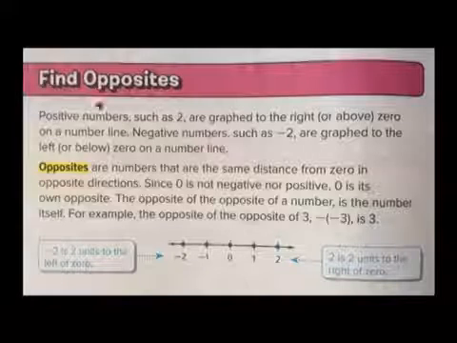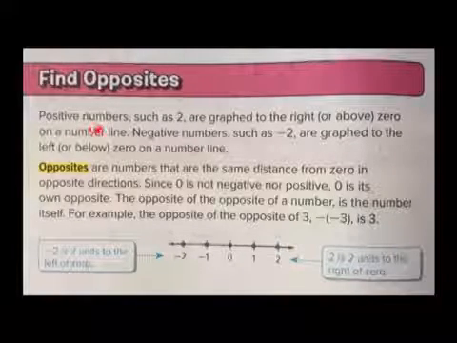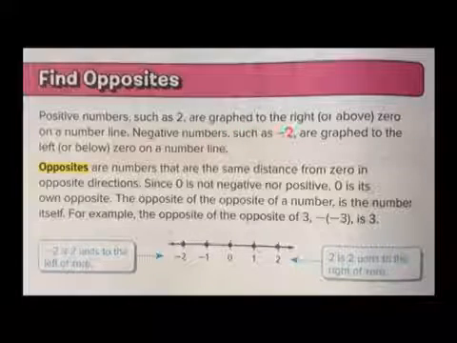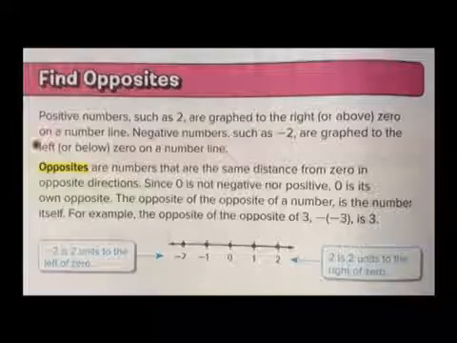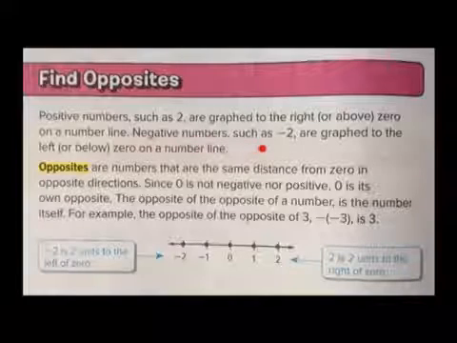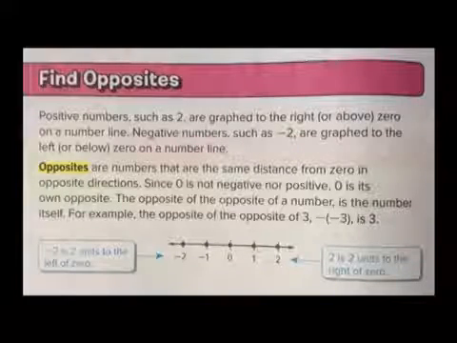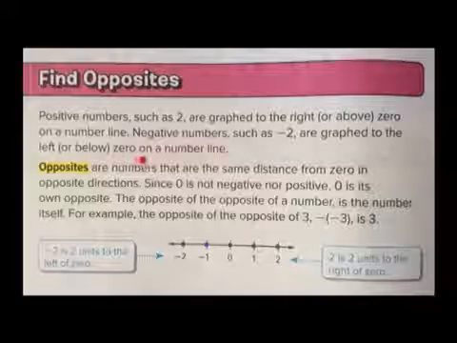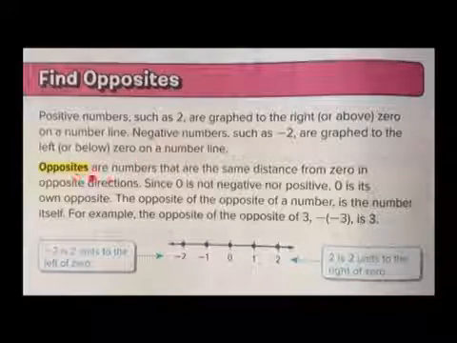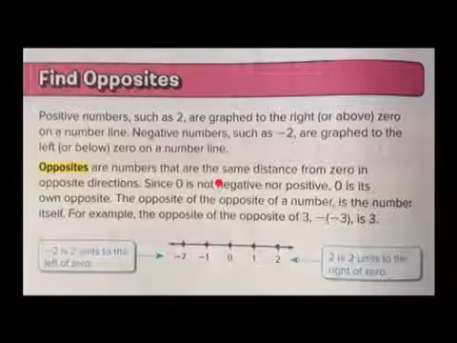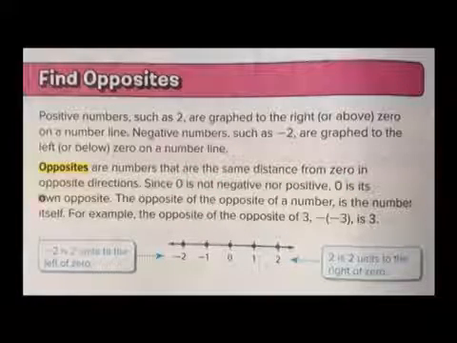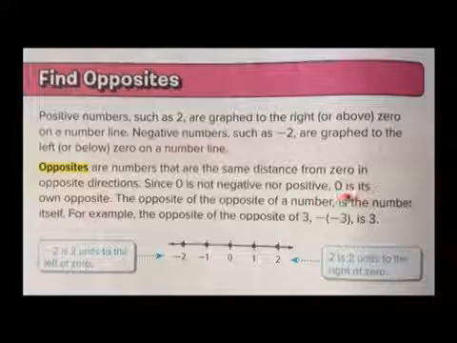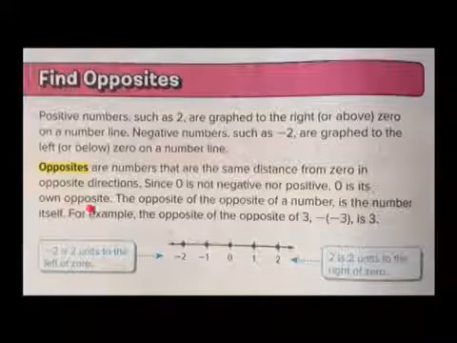Okay, here we have a key concept. Find opposites. Positive numbers such as 2 are graphed to the right or above 0 on the number line. Negative numbers such as -2 are graphed to the left or below 0 on a number line. Opposites are numbers that are the same distance from 0 in opposite directions. Since 0 is neither negative nor positive, 0 is its own opposite.